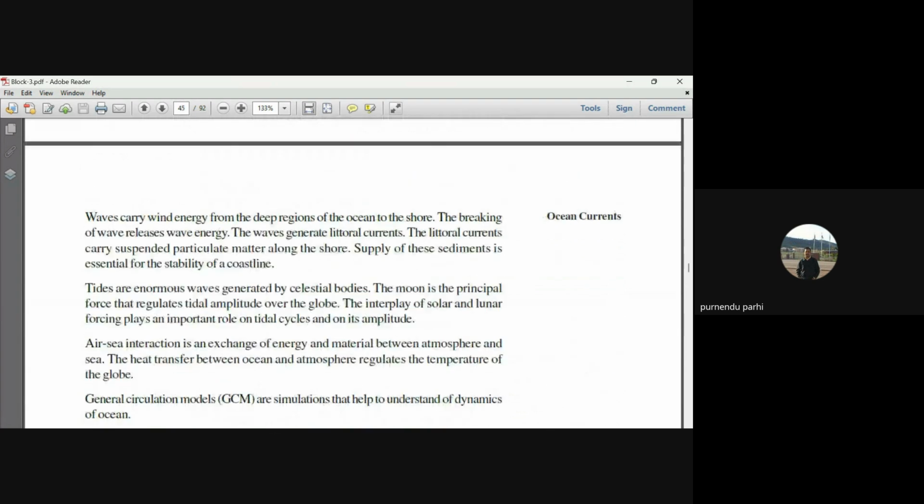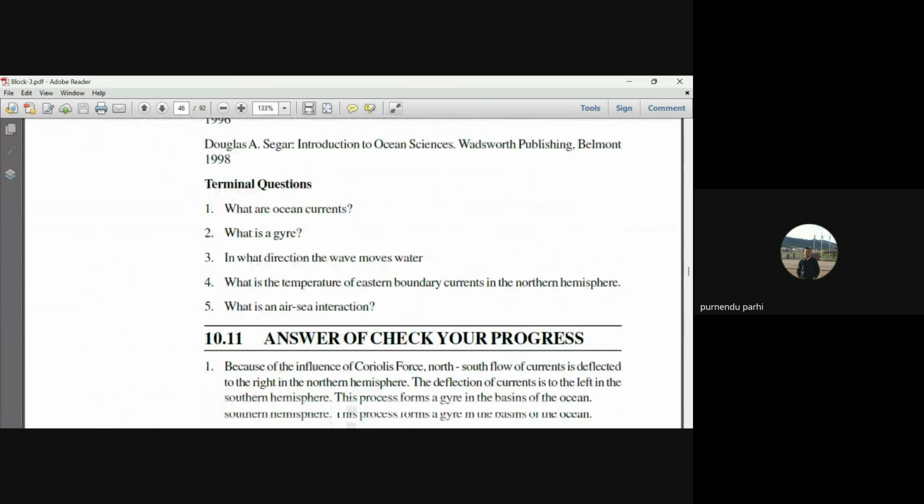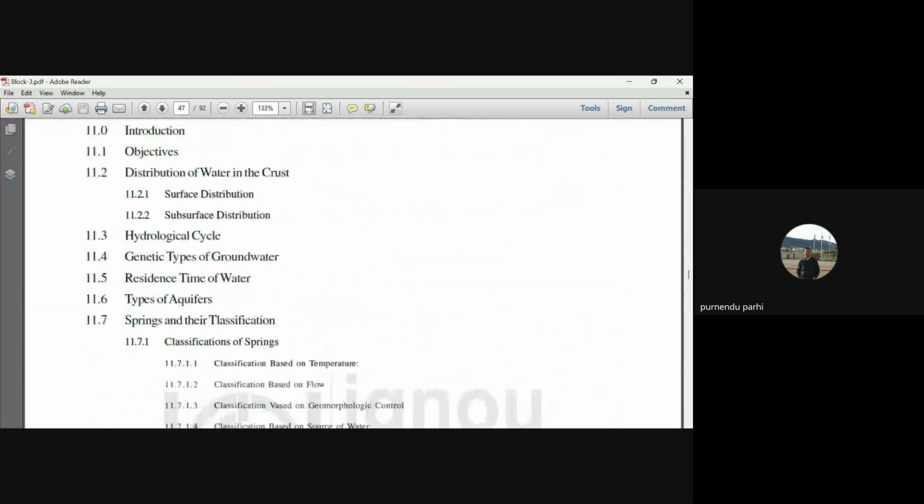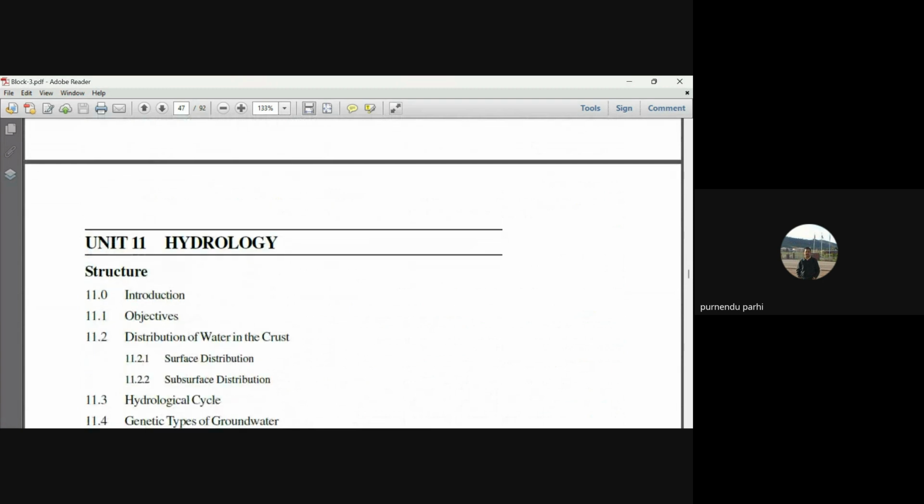So this is the end of the block, unit 10. Then we will go to unit 11, that is hydrology.